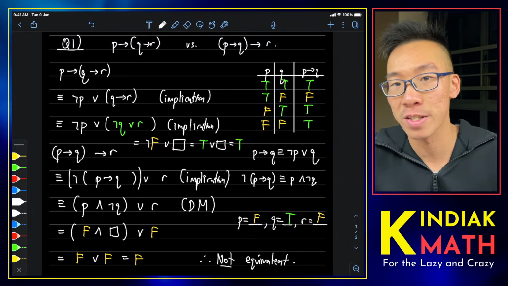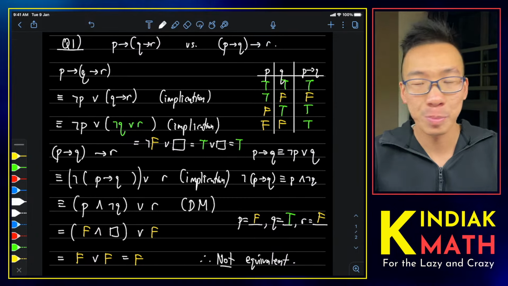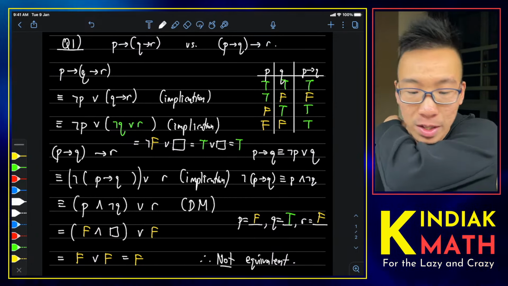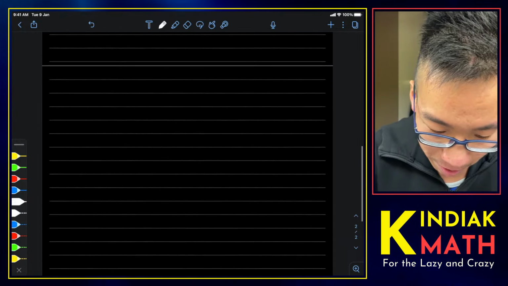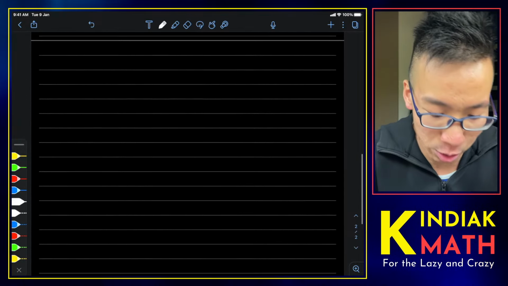These two compound expressions are not equivalent to each other. Okay? So that's the main bit here. Now, here's the fun part for the next part, right? And after this, we'll do one more question and we'll go into a Q&A.